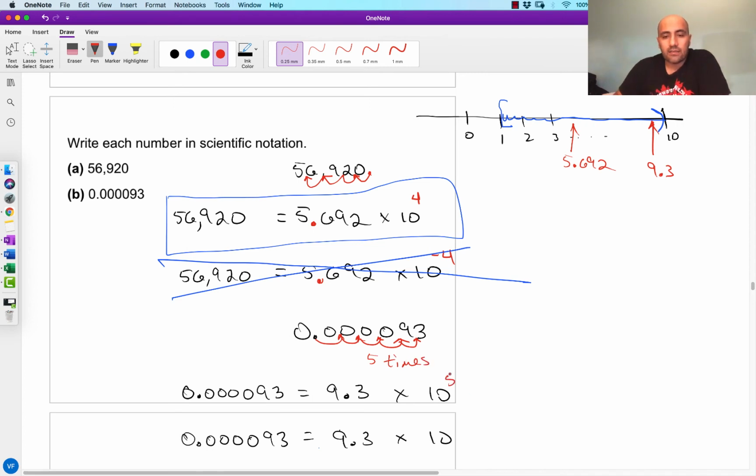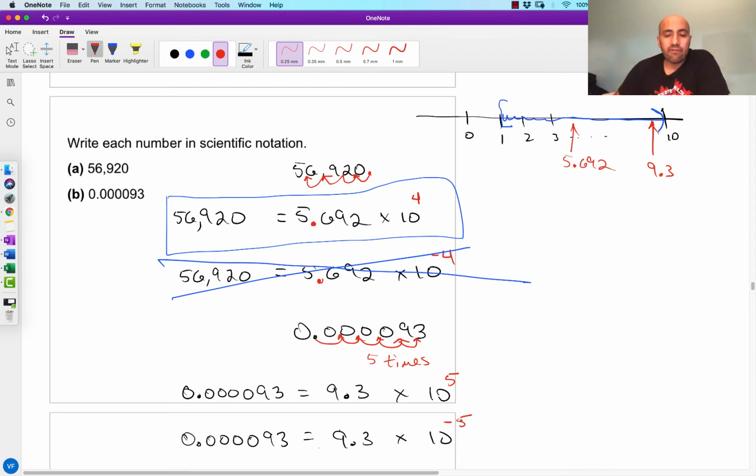So one candidate is to put a 5 there, like we did up there, and the other one is to put a -5, right? So which one is it? Remember that 10 to the 5th power is a pretty big number. So we have 9.3 times a large number, and somehow that equals this tiny little decimal. Hopefully that makes sense, that can't possibly be the answer. This one's got to be it.